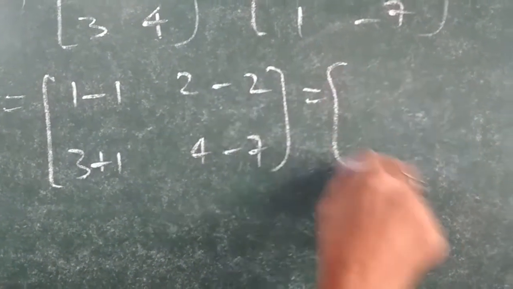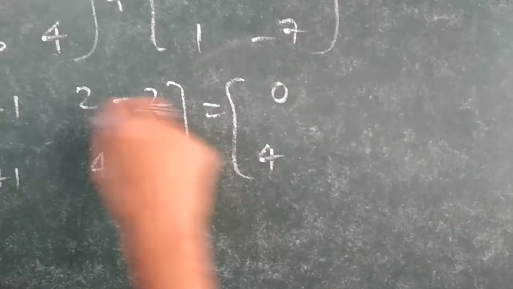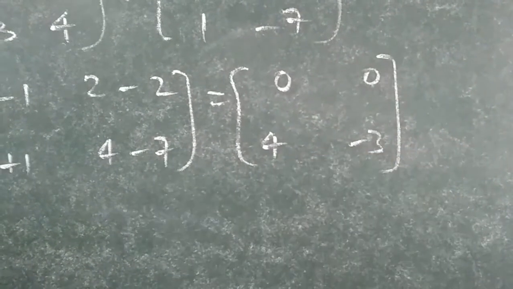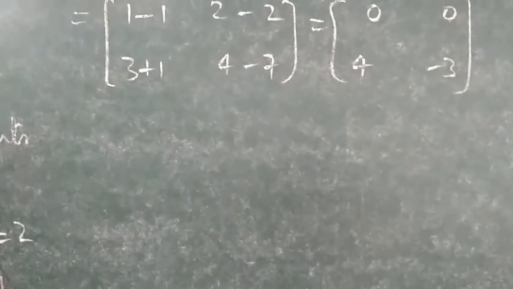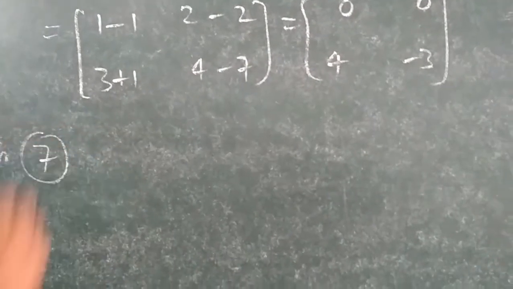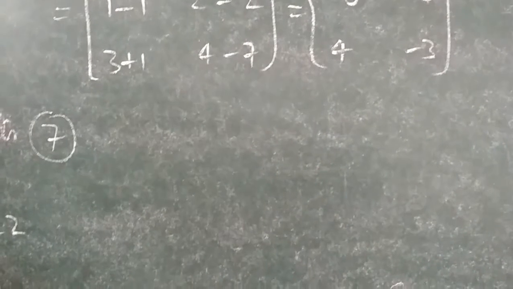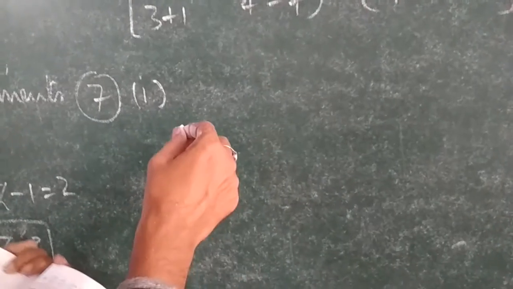So what is the answer? 1 minus 1 is 0, 3 plus 1 is 4, 2 minus 2 is 0, 4 minus 7 is -3. So this is the answer. In this way you have to complete this question. Other parts also you do yourself. Now question number 7. Find x and y from the following. One part I tell you, the remaining you have to do yourself.